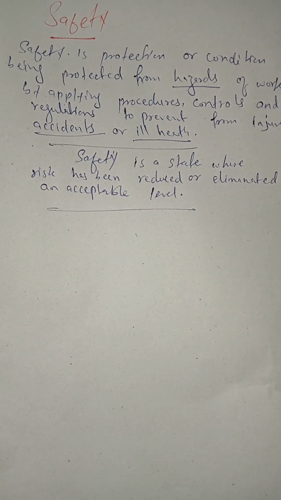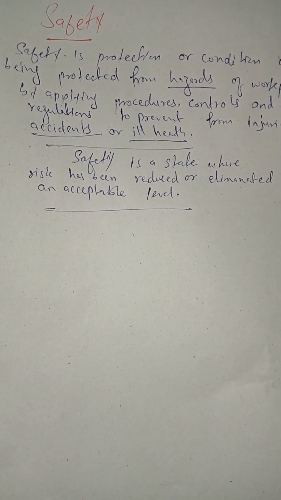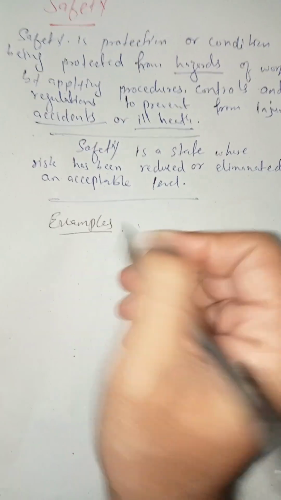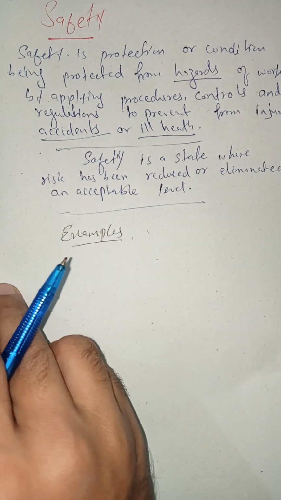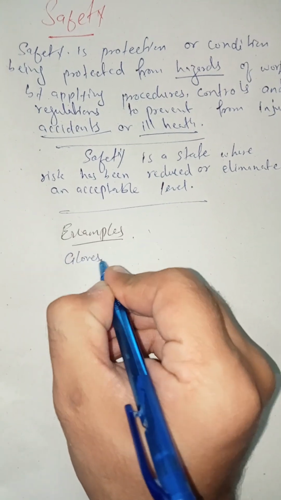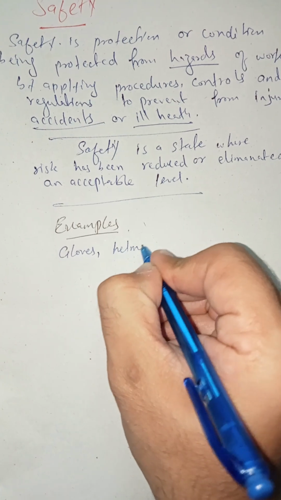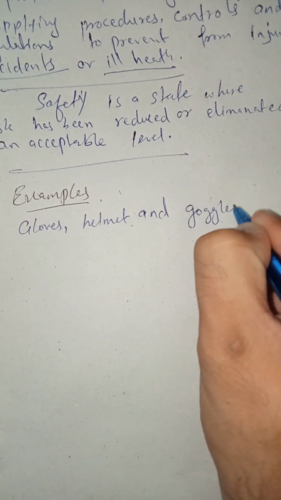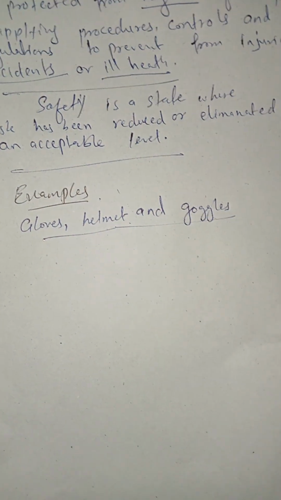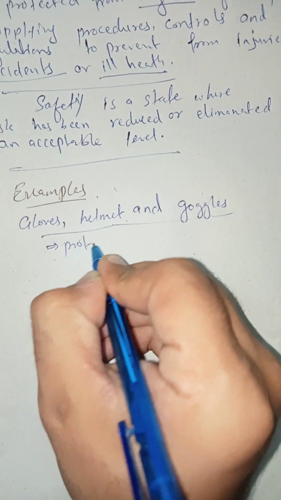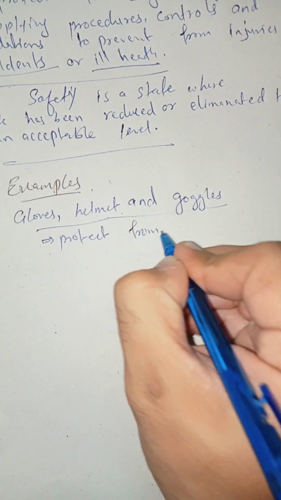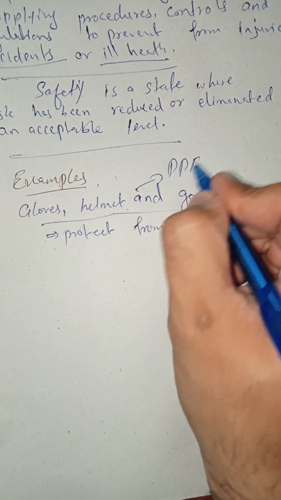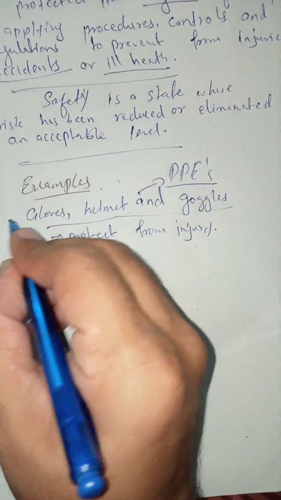Now, what things do we need to follow for safety? For example, we can write examples here. We must wear the PPEs. You know what the PPEs are? Personal protective equipments like gloves, helmet, and goggles. These are the basic PPEs responsible to protect from injury.